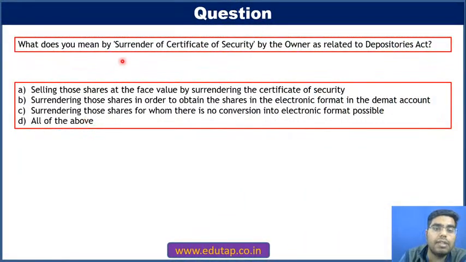Next is, what do you mean by surrender of certificate of security by the owner as related to Depositories Act? Selling those shares at the face value by surrendering the certificate of security, surrendering those shares in order to obtain the shares in an electronic format, surrendering those shares for whom there is no conversion into electronic format possible, or all of the above. What do you mean by surrender of certificate of security?